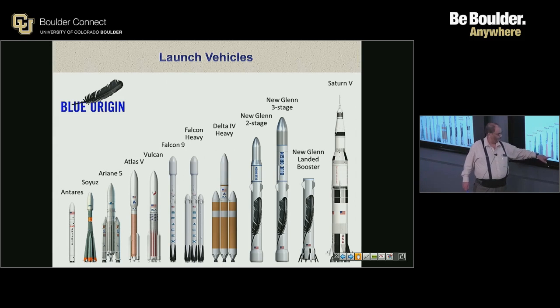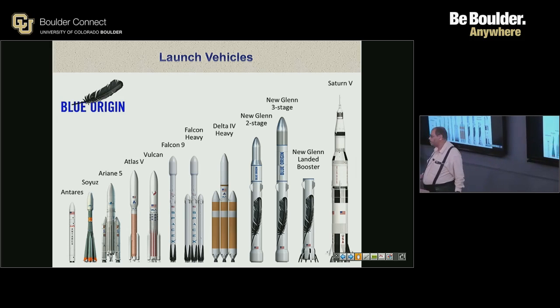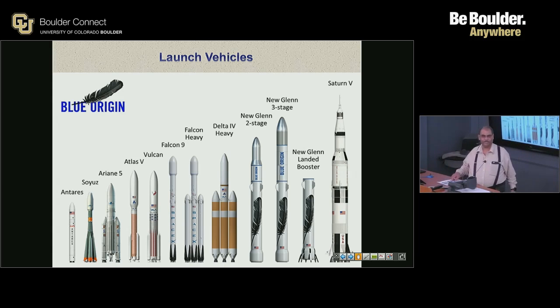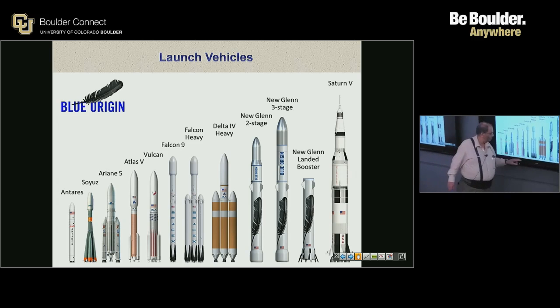This is what ULA is designing now. They are hiring a lot of people to do this. This is supposed to replace both the Atlas and the Delta IV Heavy. Delta IV Heavy is nice, but expensive, in excess of $300 million per launch. That's a lot of money. So they want to get rid of these 2.